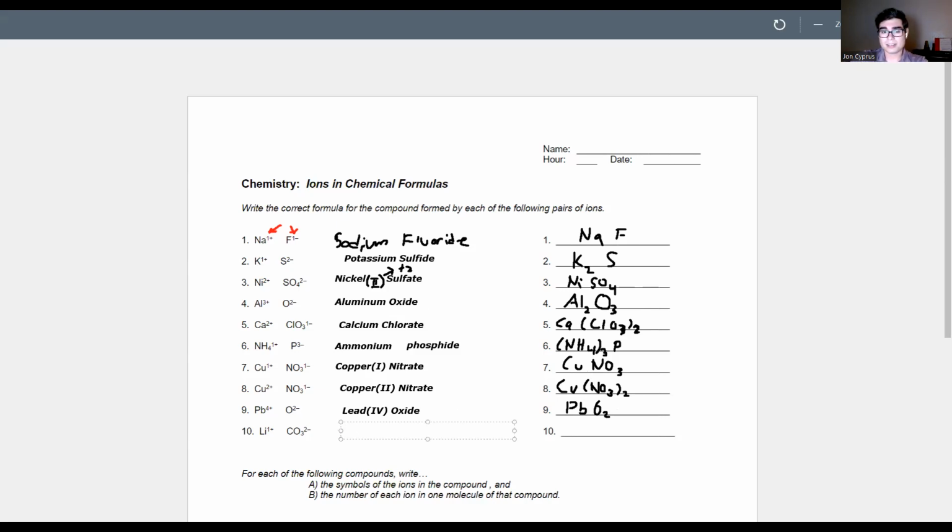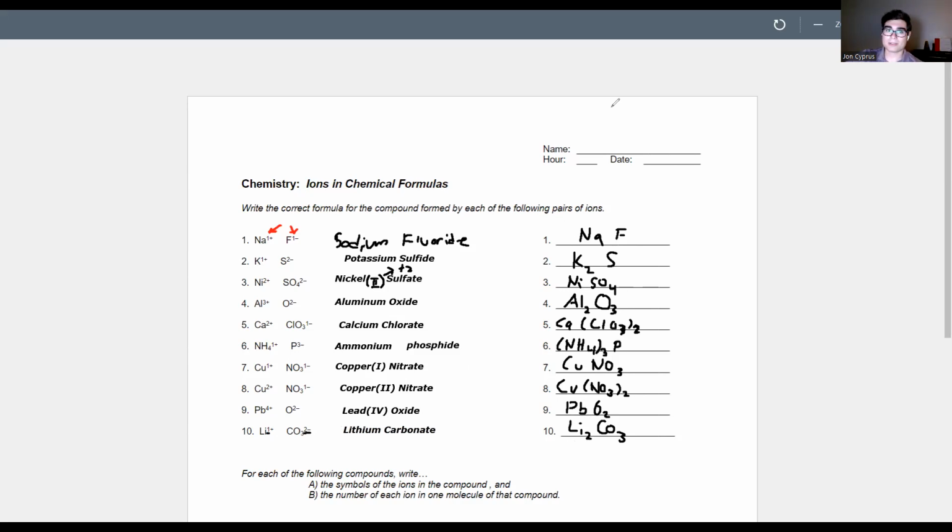Ten is lithium. Lithium is always a +1, so we don't have to put the Roman numeral. It's in that group 1. Lithium carbonate. Now we need 2 lithiums to balance out with the charge of the carbonate. Lithium is a +1, carbonate is a 2 minus. So I need 2 +1s to balance out.